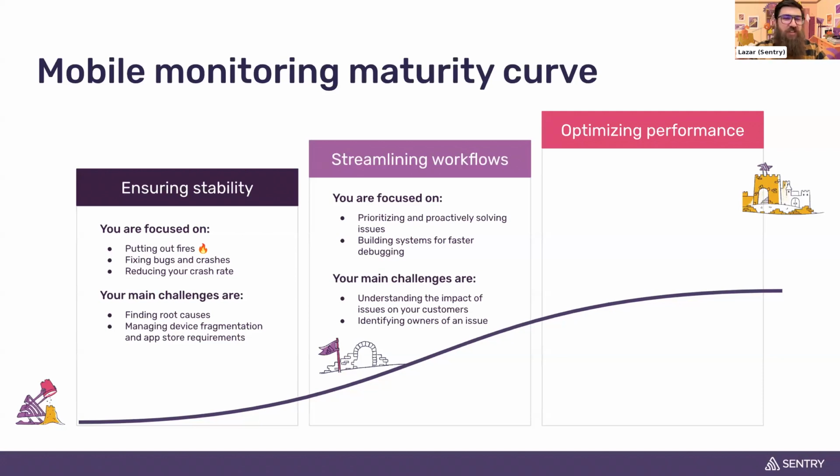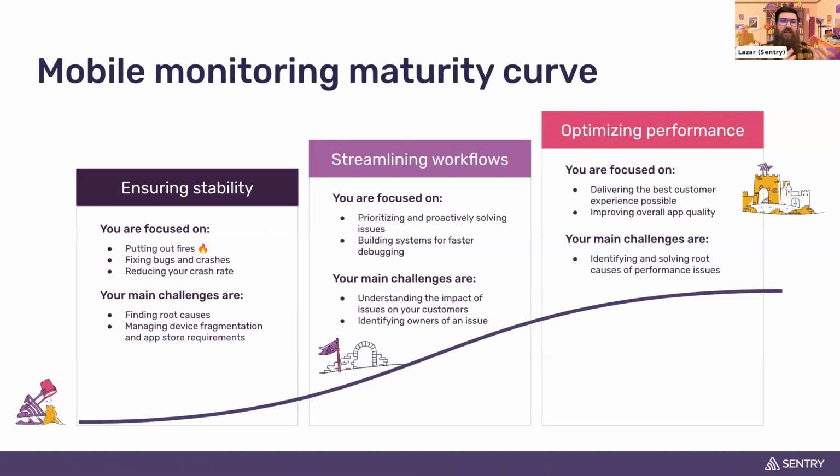And of course, you're growing out of this phase, and then at the end, you're in the optimizing performance phase. So you know how to fix bugs. You have a whole system on debugging. You have a whole system on reporting the crashes, etc. Now you're focusing on how to deliver the best customer experience possible. So you're focusing on improving the overall app quality, right? How to make your app faster, how to make your app snappier, etc. And your main challenges during this phase are identifying and solving the root causes of performance issues in this case, not just general crash issues.